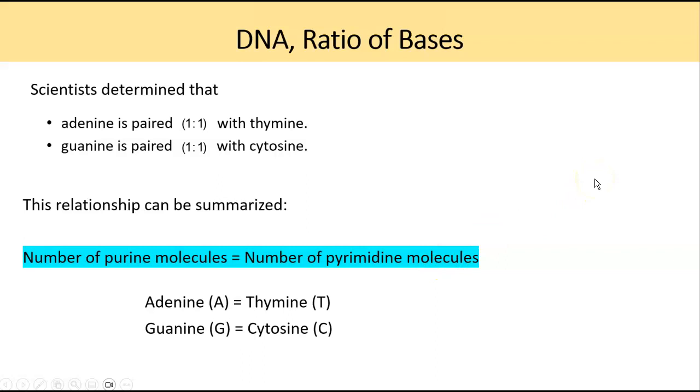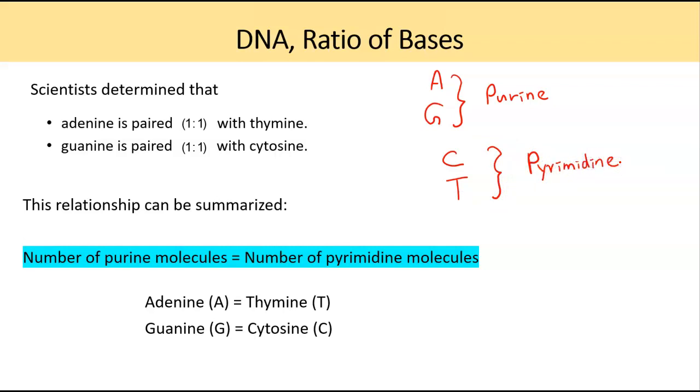Now, we know that DNA contains adenine and guanine, which are purine bases, and cytosine and thymine, which are pyrimidine bases. Now, it has been experimentally determined that adenine base is always paired with thymine base and guanine base is paired with cytosine base in the DNA molecules. How did they understand that?